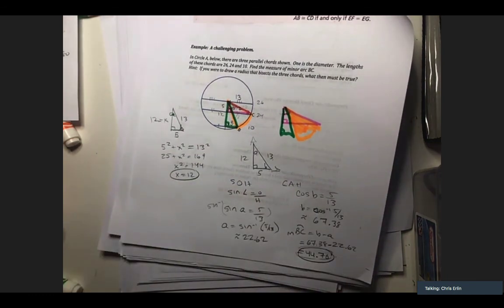So that's the answer. Pretty challenging problem, but asking you to think a little bit more about these from a different perspective. Thank you.